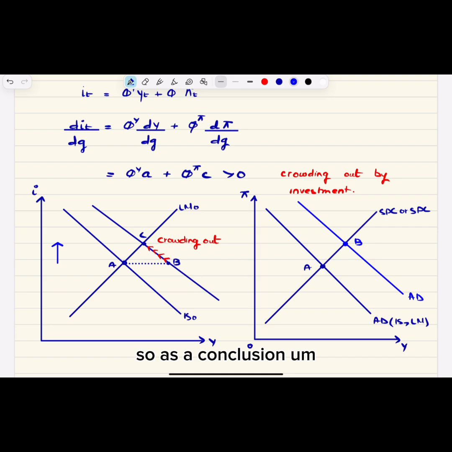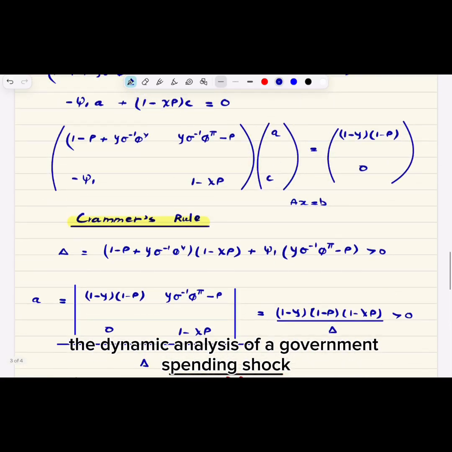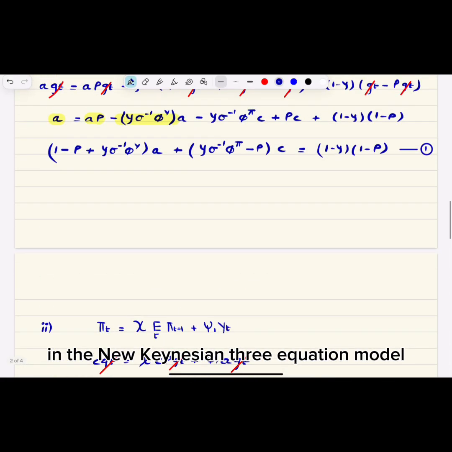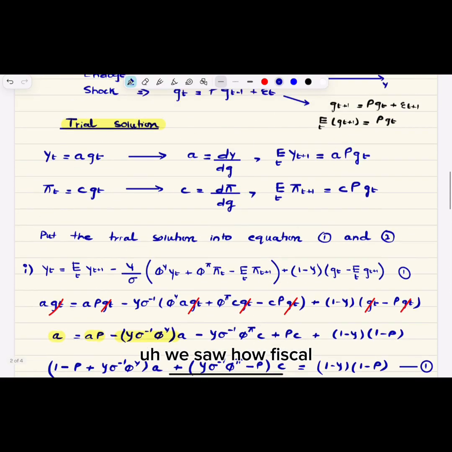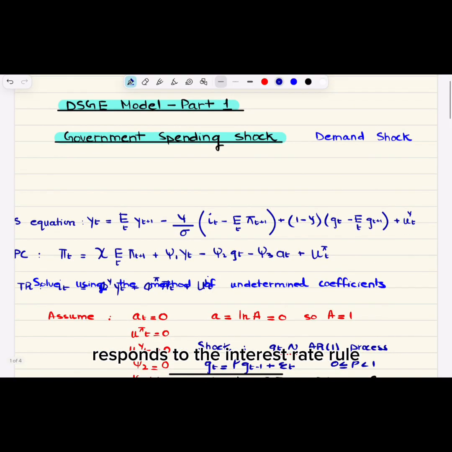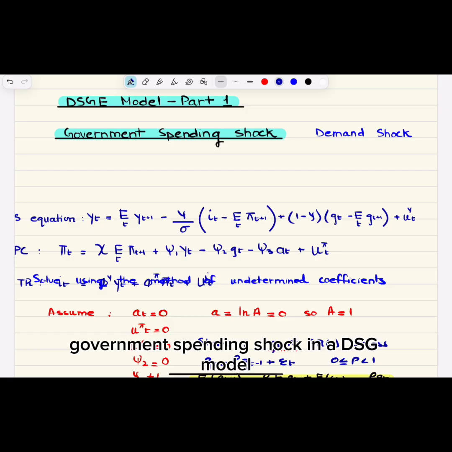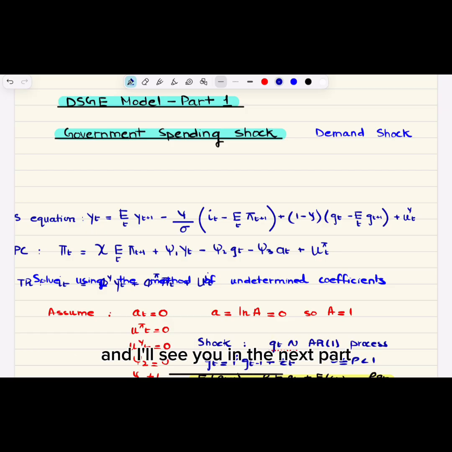As a conclusion, this completes the dynamic analysis of a government spending shock in the New Keynesian 3-equation model. We saw how fiscal policy influences output and inflation, and how monetary policy responds through the interest rate rule. This was just the standard government spending shock in a DSGE model, and I'll see you in the next part.